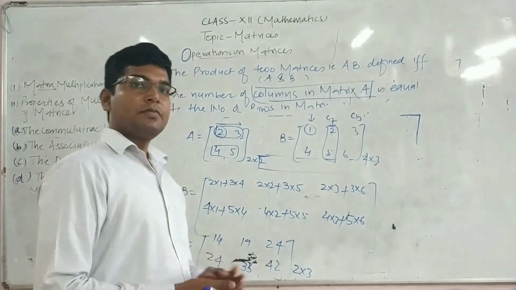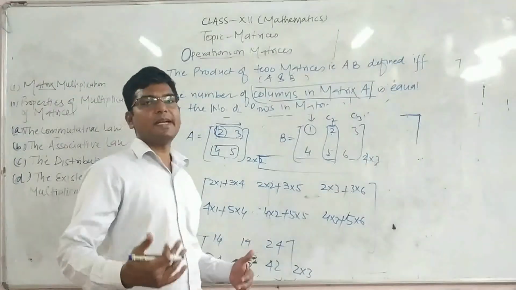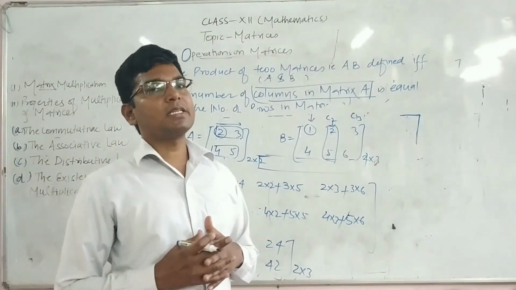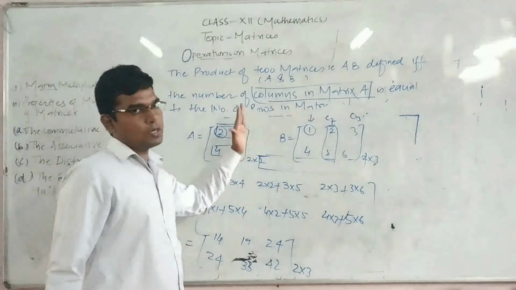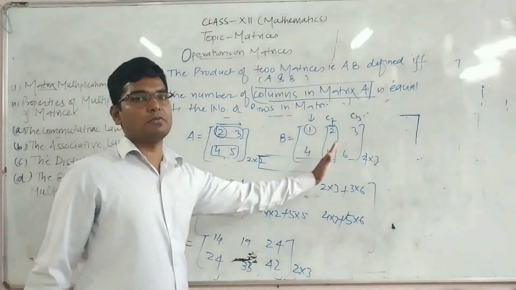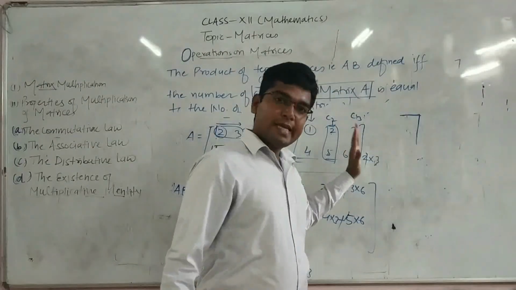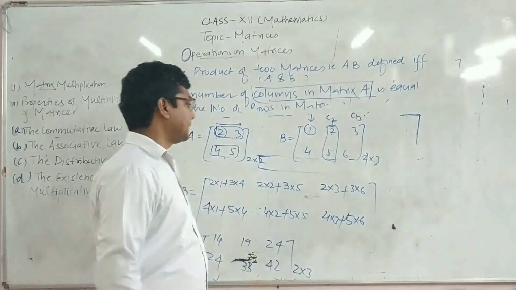So likewise we can multiply matrices of different orders, but we have to remember that the multiplication must be conformable, meaning the number of columns of the first matrix must be equal to the number of rows of the second matrix. Only in that case can we multiply.